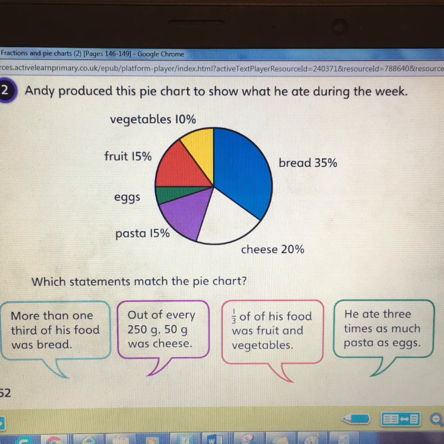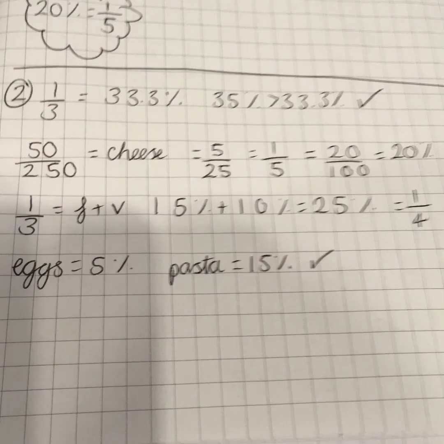Remember, first things first, gather your facts. So you can see that vegetables is 10%, fruits 15%, pasta's 15%, cheese is 20%, and bread's 35%. Right, well, what would eggs be then? What percentage would eggs be? Remember, the whole thing is 100%. Some of these statements are also asking you for it as fractions, but we can do that. We can switch between fractions and percentages. Remember that percentages just means out of 100. Right, have a go.